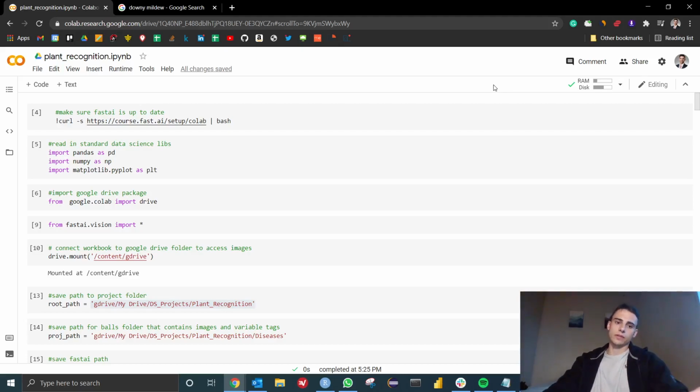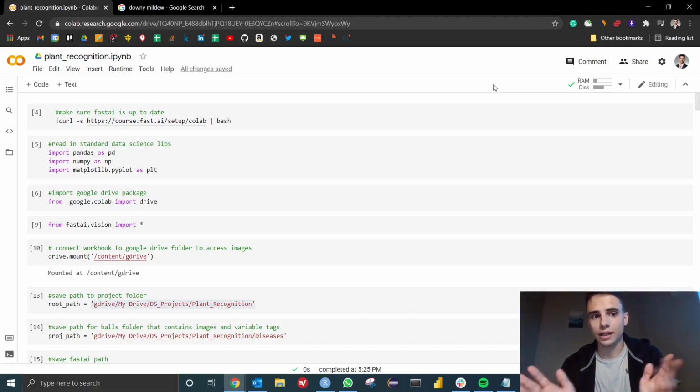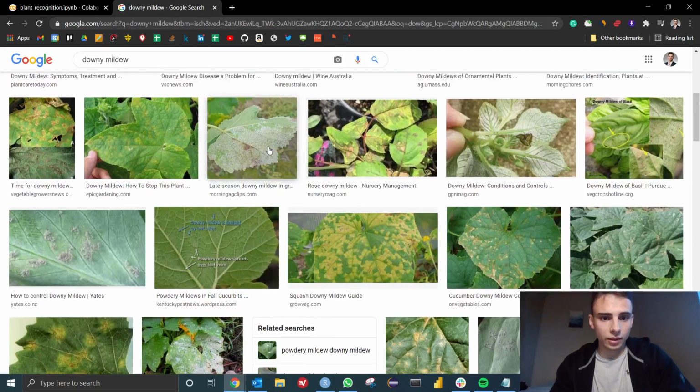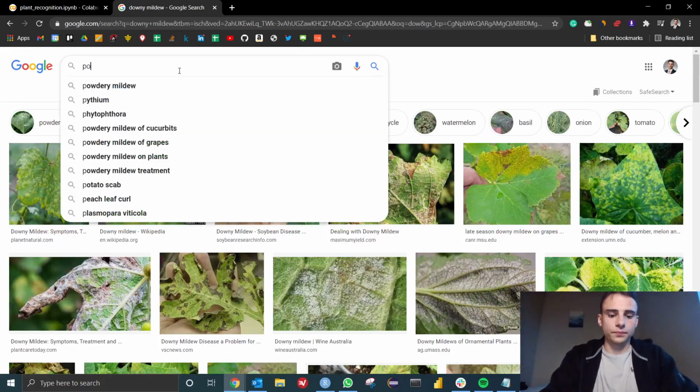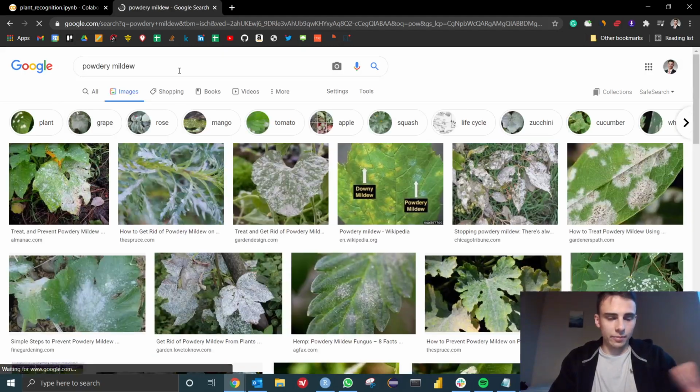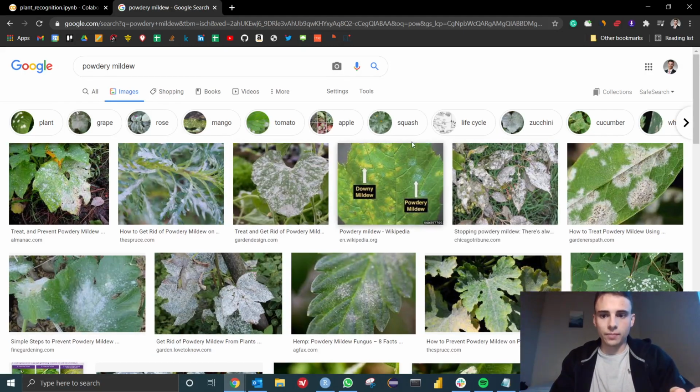For this project, I needed large amounts of images to train my model with. The premise of this project is to identify images of plant diseases, specifically hydroponic plant diseases. All I did was Google hydroponics plant diseases, take the 10 most common plant diseases, and Google them and go to Google Images. For example, powdery mildew is one of them.